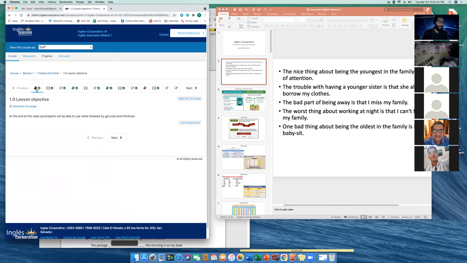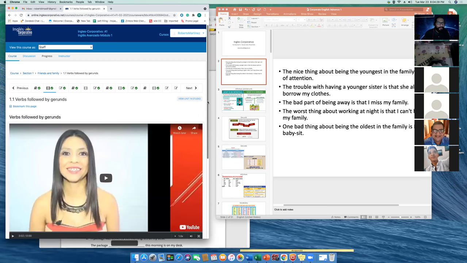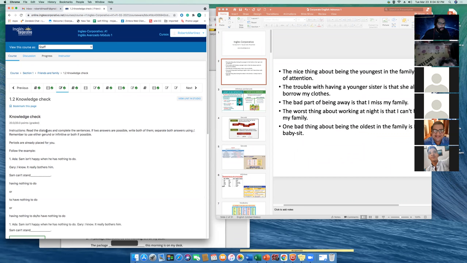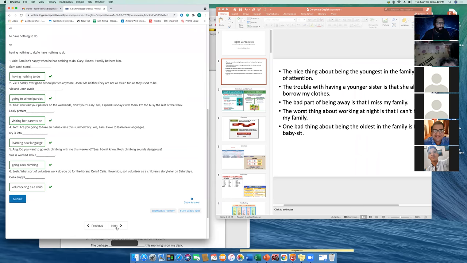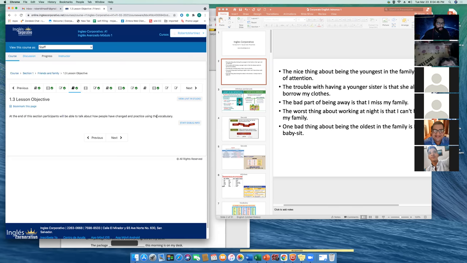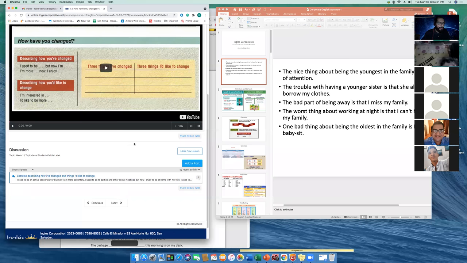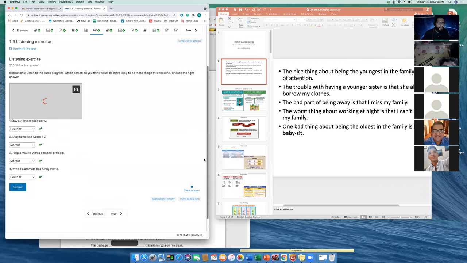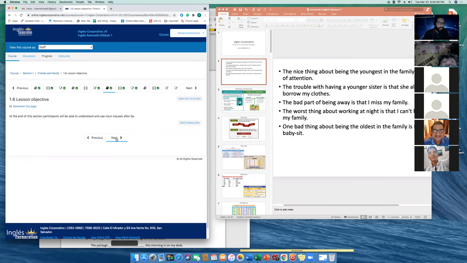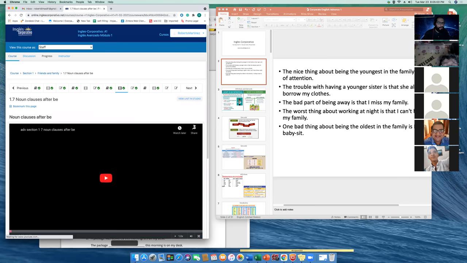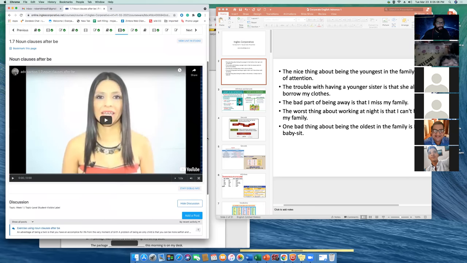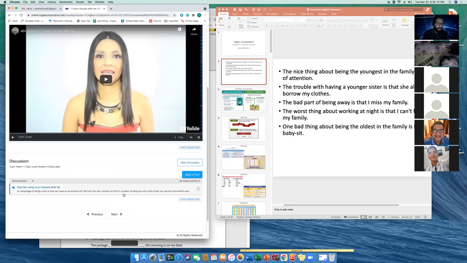Let's review. Let's check. So lesson one was gerunds and infinitives. Verbs followed by gerunds. Read the dialogues, complete the sentence. If two answers are possible, write both of them. I did it. Then change, practice vocabulary. How have you changed? 1.5, the listening exercise you completed. Join. If you read, it says join two statements. Noun clauses. I think this might be it.